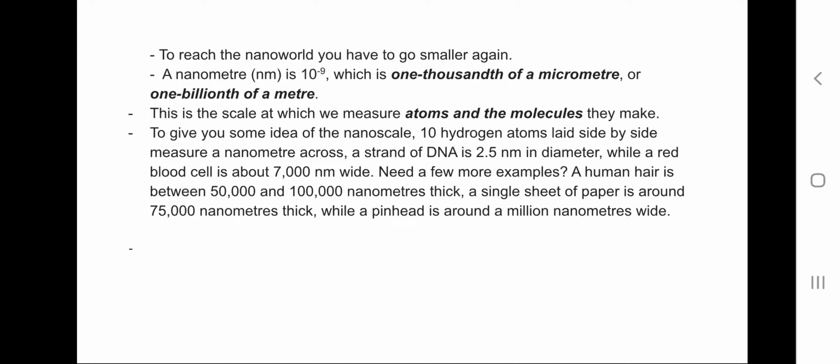Now the nano world is much smaller than a bacterium or a single cell. A nanometer is 10 raised to minus 9 meter, which is 1/1000 of a micrometer. And this nanometer is a scale which we use to measure atoms and molecules.